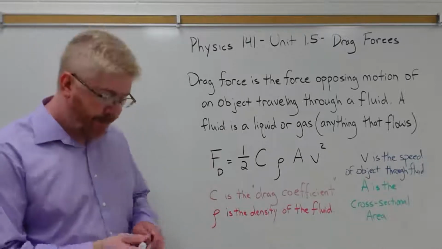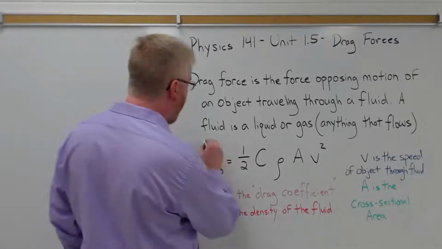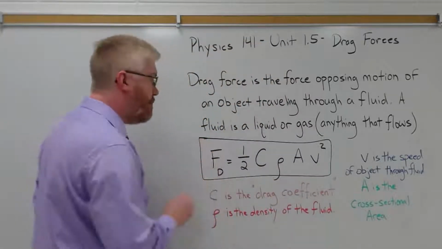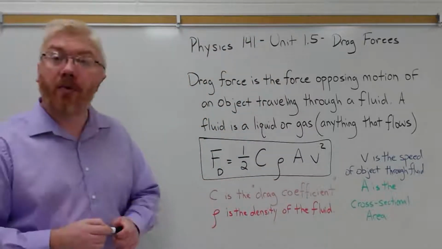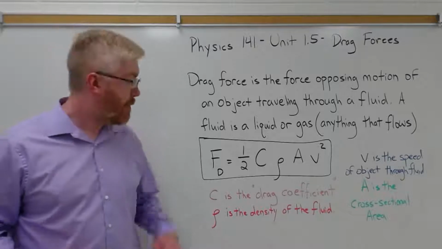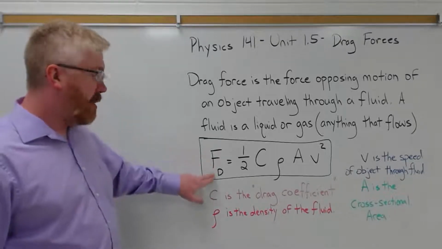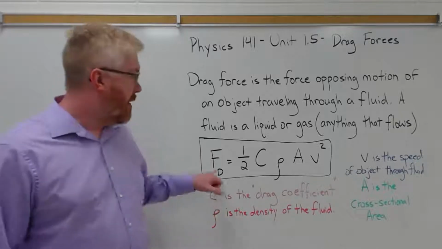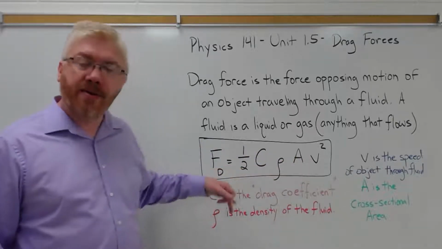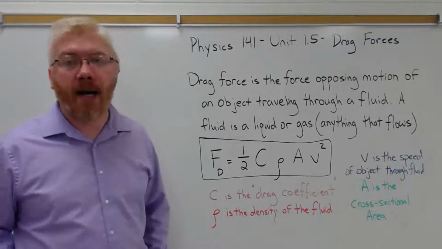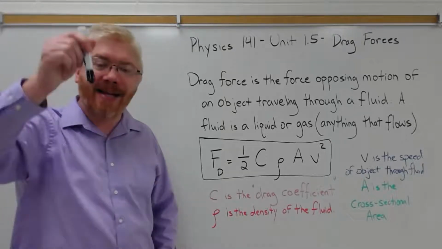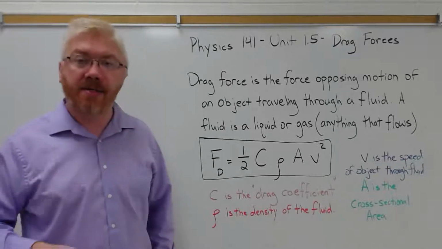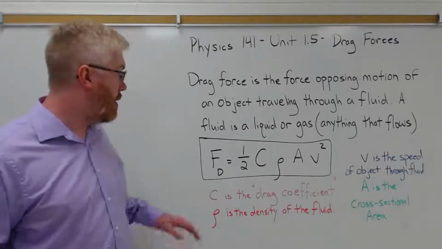The equation for the drag force is given here, and we'll go through what each term means. The force of drag opposes motion. Remember, force is a vector. This is just giving the magnitude of that force. The direction depends on which direction the object is moving. For a skydiver falling down, the drag force is up, right? It opposes the motion through the fluid.